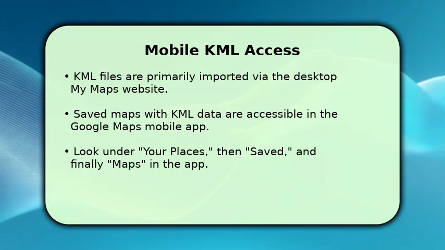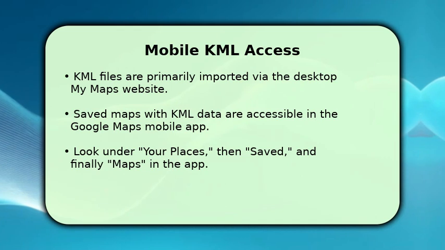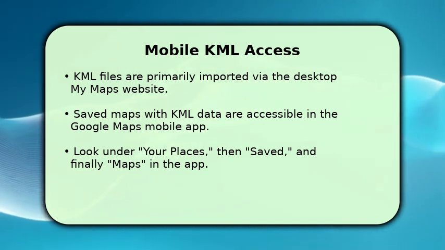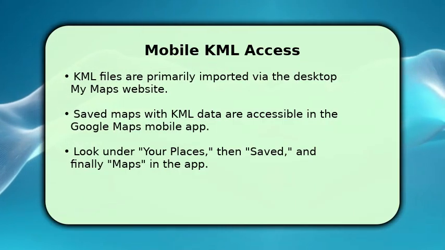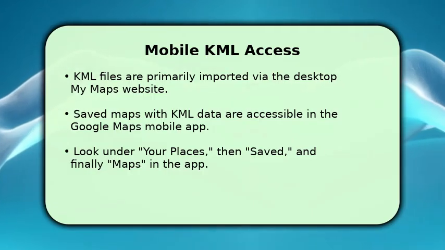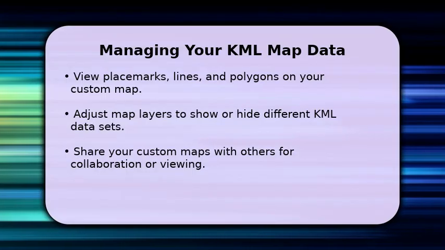Accessing KML data on your mobile device works a bit differently. While direct KML file import isn't typically available within the Google Maps mobile application, you can still view your custom maps. Once you have imported your KML file using the desktop My Maps website, the saved map becomes available. Simply open your Google Maps app, go to your Places, then Saved, and finally select Maps to find your custom KML data.